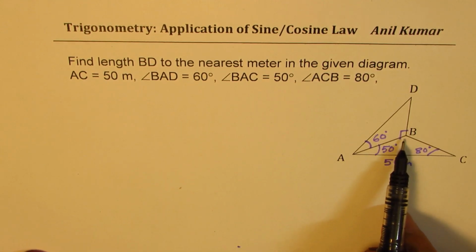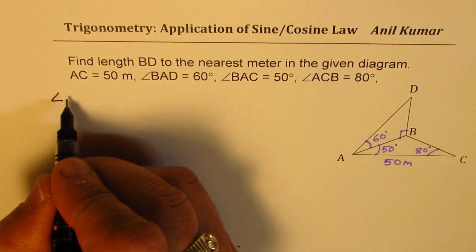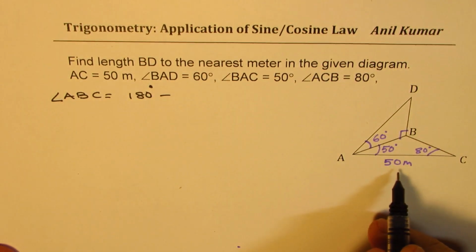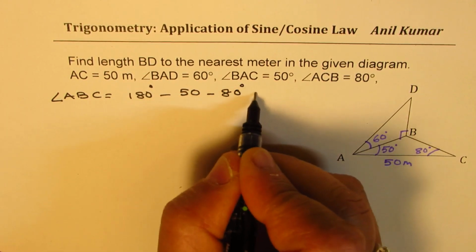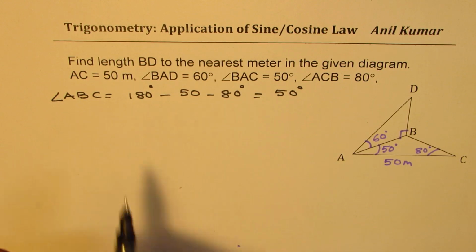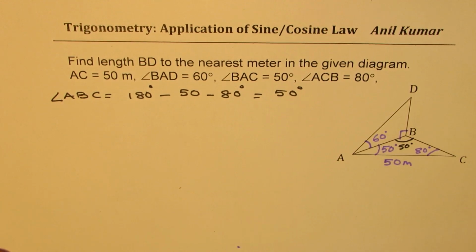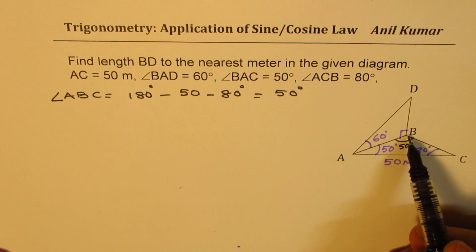Now since we know two angles, we can always find the third angle. So let's find the angle ABC first. It should be 180 degrees, take away 50 and 80. So that becomes 50 degrees, correct? 180 take away 80 is 100, and then you take away 50. So this is again 50 degrees. So that becomes an isosceles triangle. Okay. Now we basically need to find AB, right?